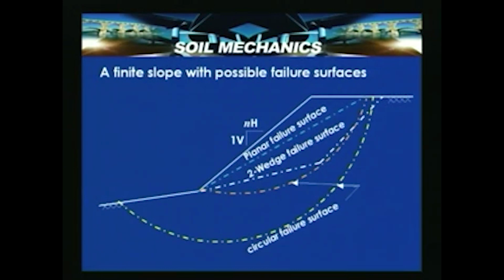So, here different types of failure surfaces are depicted. In this case, a planar failure surface is shown. The other one is a two-wedge failure surface. This can occur if there is a plane of weakness, and these two are circular failure surfaces which are shown here.